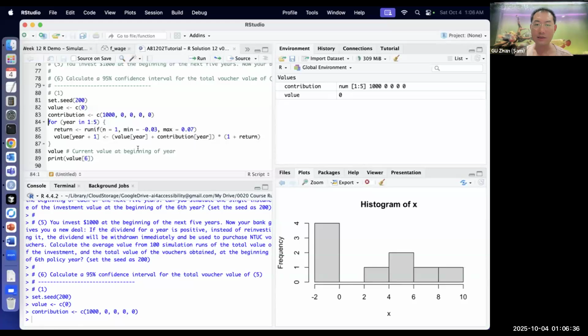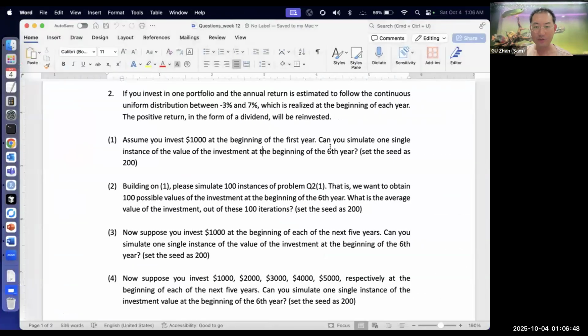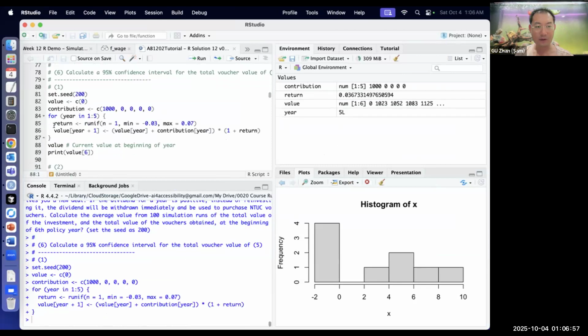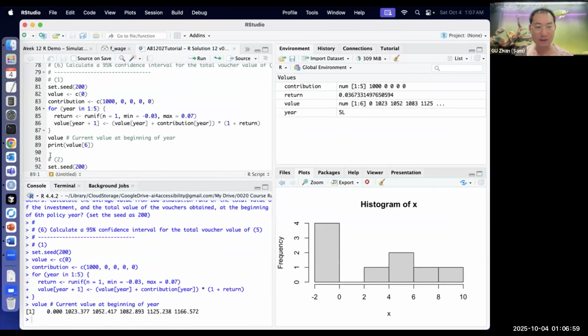Value year 1 is 0. Then plus contribution times 1 plus return. So that's the year 2's return, which is realized at the beginning of each year. Okay, so let's run it. Then have a look at this value at the beginning of the year. The beginning of the year is 0.